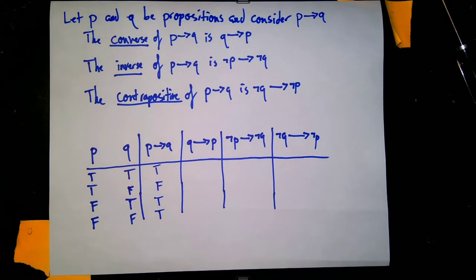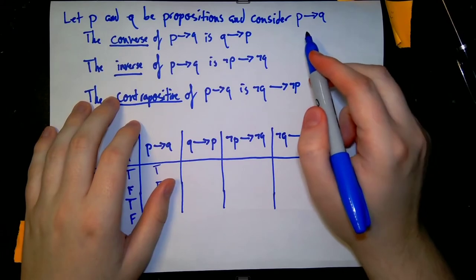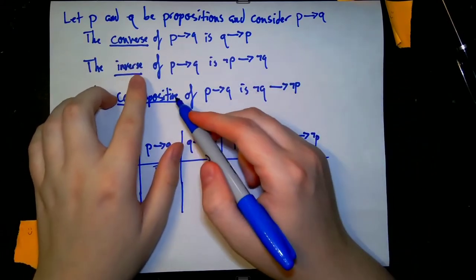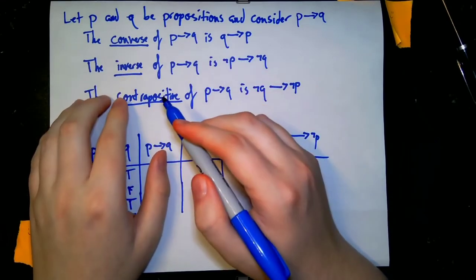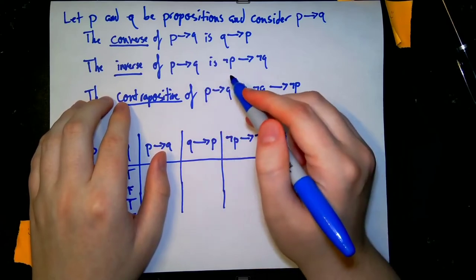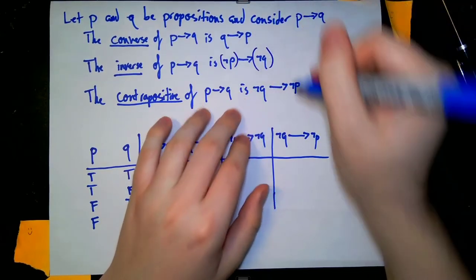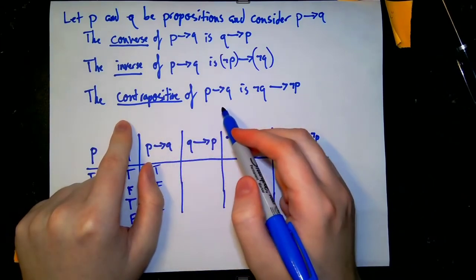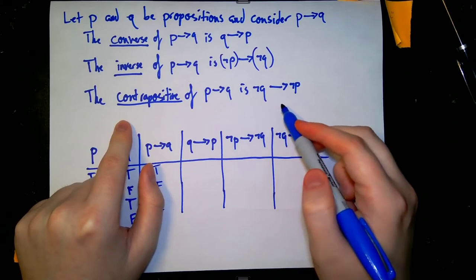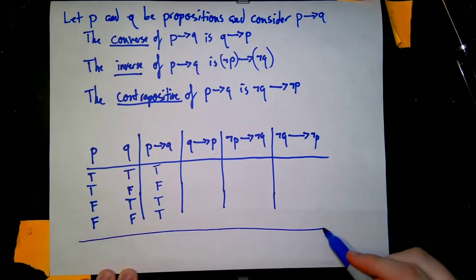Alright, so what I want to do now is point out some alternate forms of conditional statements. So, if we let P and Q be propositions and we consider the conditional statement, if P then Q, we can say that the converse of if P then Q is the statement if Q then P. The inverse of if P then Q is if not P, then not Q. And we can assume that there's little parentheses around the not P and the not Q here. And the contrapositive of if P then Q is if not Q, then not P.